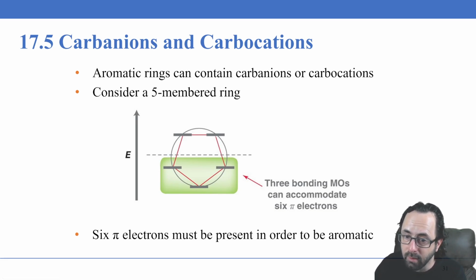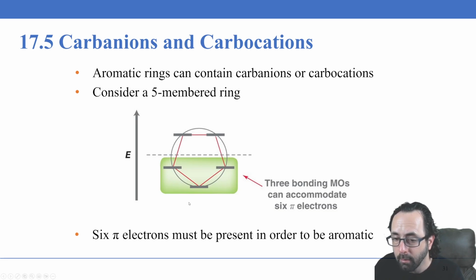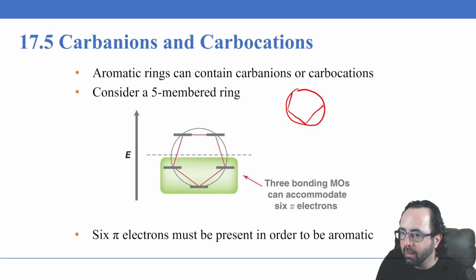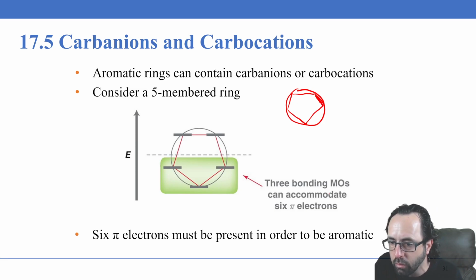So for example, consider if we have a 5-membered ring. Remember, we draw a circle, and then we put a pentagon in the ring, and when we do, we make sure that we have a carbon facing straight down. There has to be 1 carbon facing straight down, then we write the rest of the structure.